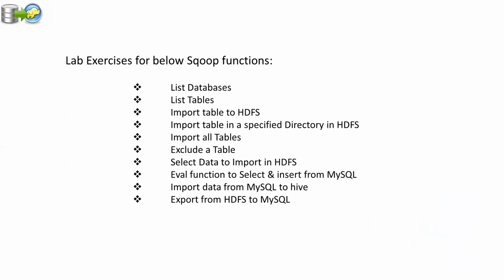Right, so here is the list of the commands that we can see in the lab: how to list databases using Sqoop, list tables, import a table into HDFS, import a table into a specified directory in HDFS, import all tables, exclude a table, select data to import into HDFS, use a function to select and insert from MySQL, import data from MySQL to Hive, and export from HDFS to MySQL. These are the basic commands of Sqoop that can be used as hands-on in the lab.